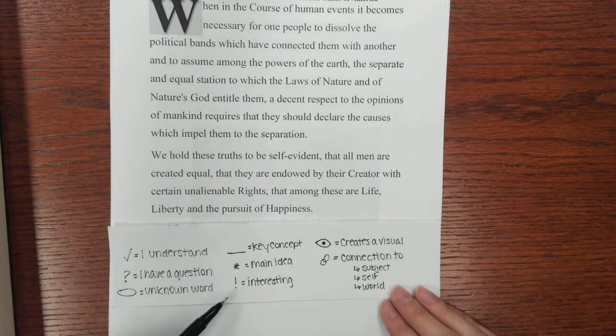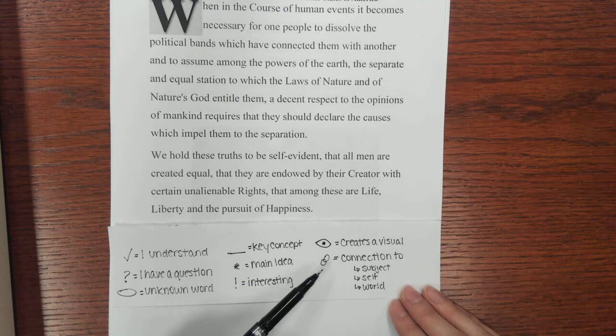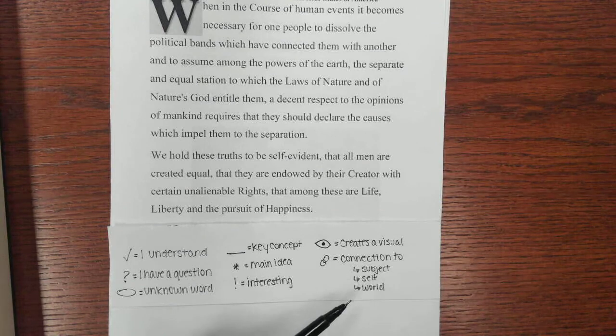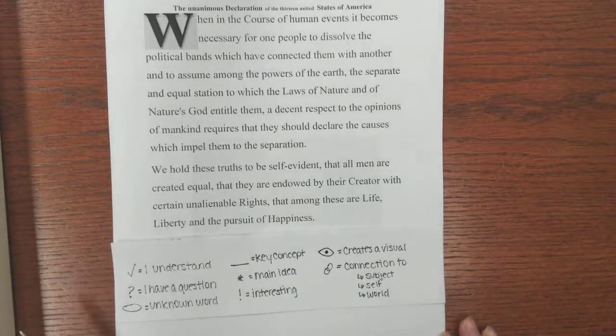a main idea, an exclamation point for something the student finds interesting, intriguing, or would like to later on share with the class, an eye to represent that the student has read something that has created a visual, and a set of chains to represent a connection to either the subject, to the student, or to the world. So today we're going to be going through the first part of the preamble of the Declaration of Independence.